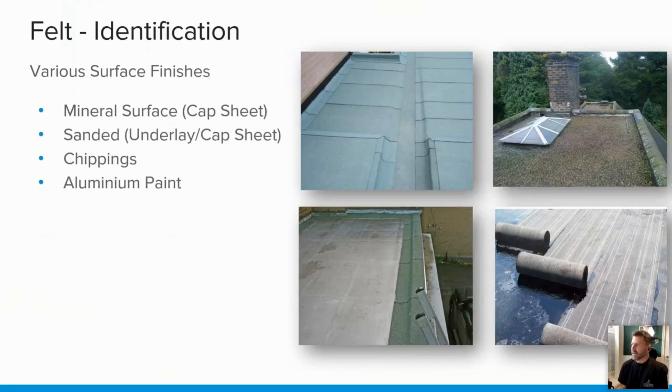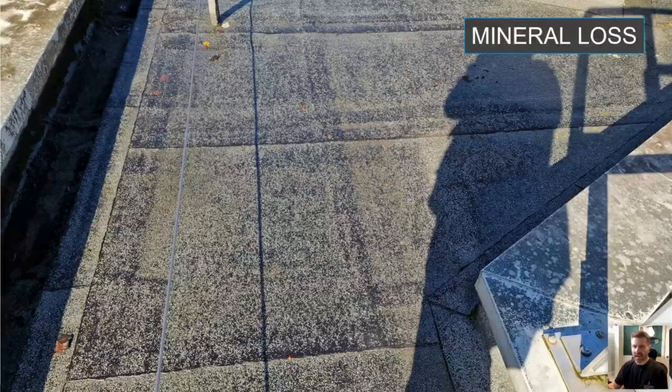So obviously we've got to identify felt, and normally these days it's mineral surface. It could be sanded, as shown in the bottom right there, and also could be covered with chippings or aluminium paint, as you can see on the other two. But obviously the laps are there to give it away, to make sure that you can address it as felt.